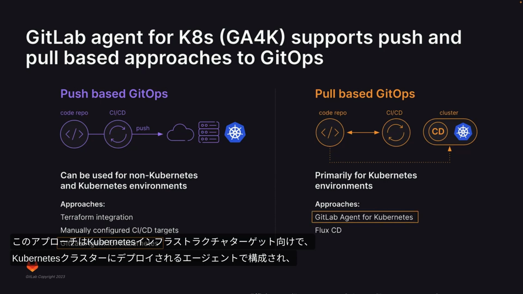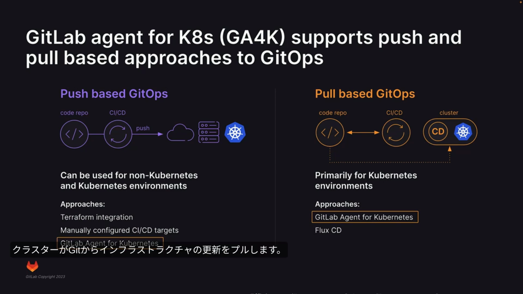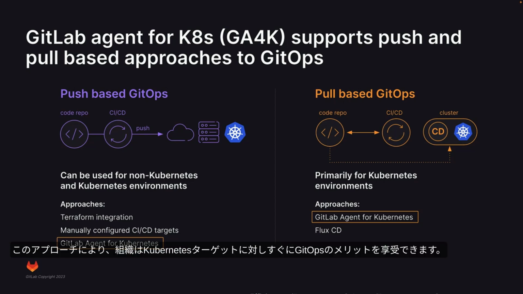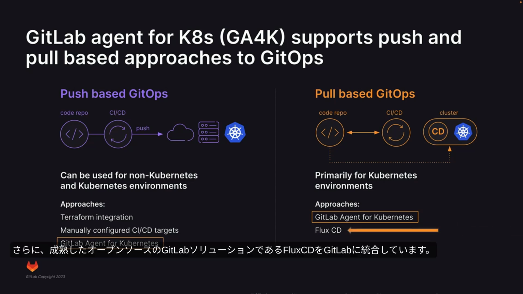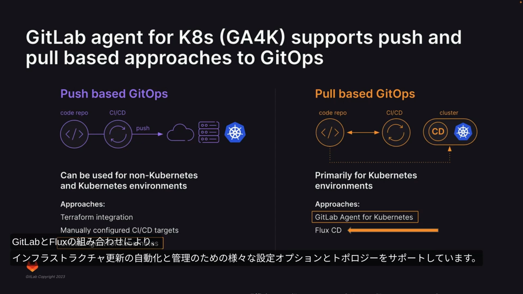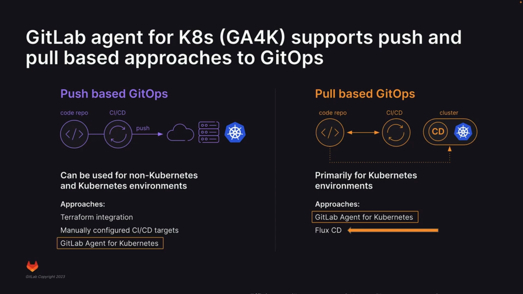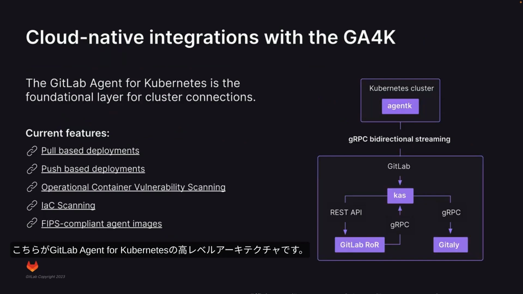The other approach is what we call pull-based GitOps, which leverages the GitLab agent for Kubernetes also. This approach is for Kubernetes infrastructure targets, and it consists of an agent that gets deployed to the Kubernetes cluster and pulls infrastructure updates from Git to the cluster. With this approach, organizations can start reaping the benefits of GitOps for their Kubernetes targets from the get-go. In addition, we are integrating FluxCD, a mature open source GitOps solution, into GitLab. The combination of GitLab and Flux supports a variety of options for configurations and topologies for the automation and management of your infrastructure updates.